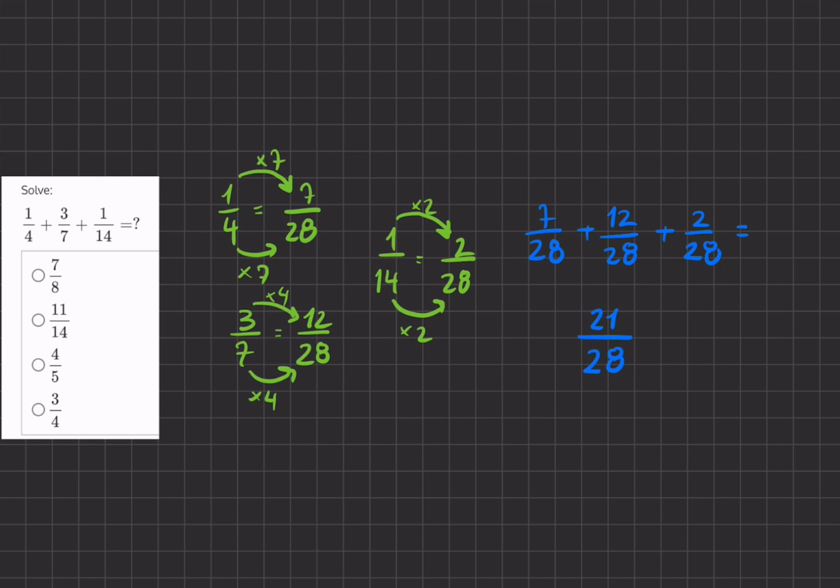So we have to find a number that divides evenly between 21 and 28. So that number will be 7. If we divide 21 by 7, we get 3. And if we divide 28 by 7, we get 4. So 3/4 is our final simplified answer.